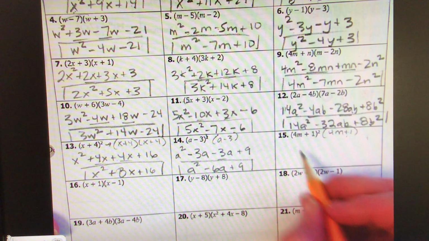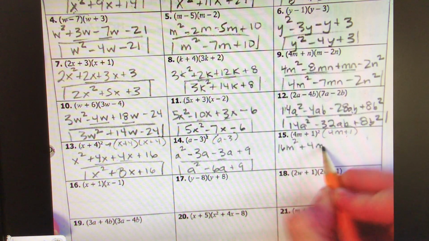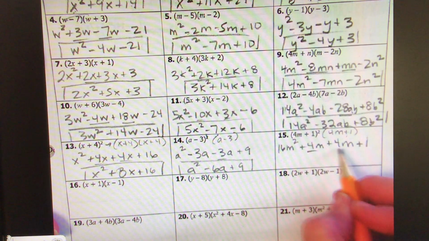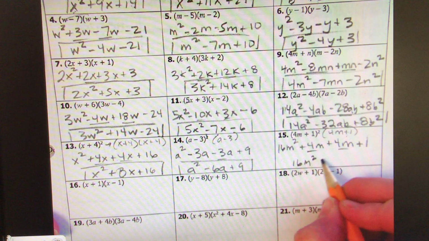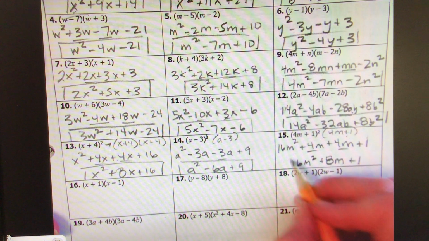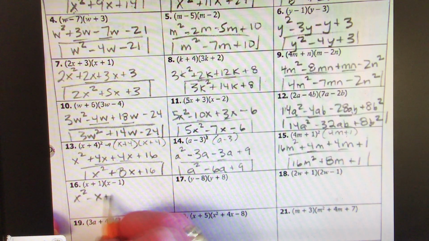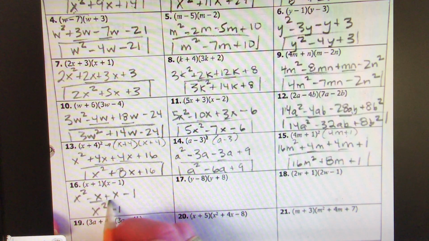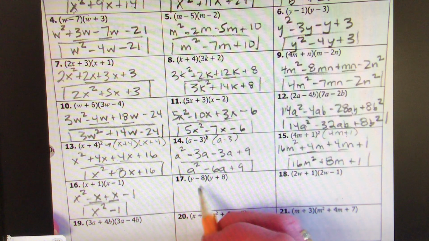Same here. I'm just going to rewrite it over here. Make sure I remember. 15. I got 16m squared. I got 4m. I got 4m. I've got 1. I've got some terms to combine. 16m squared. 8m. 1. Box. X squared minus x plus x minus 1. X squared minus 1, because these cancel each other out. Don't end up with like negative 2 or something there. They cancel each other out.